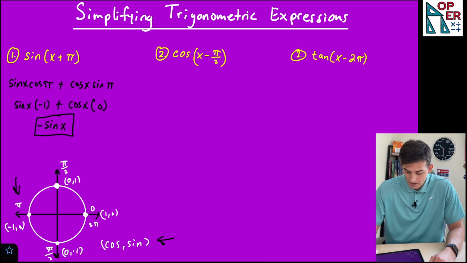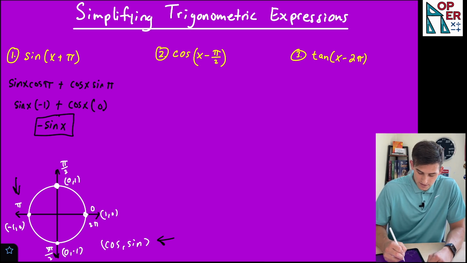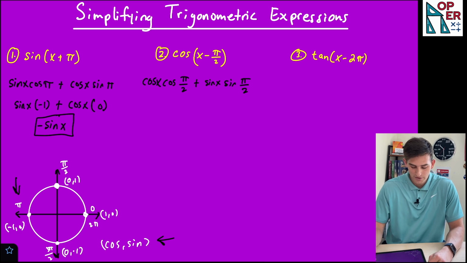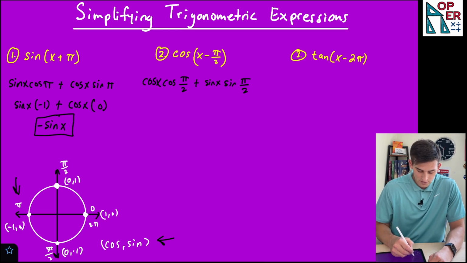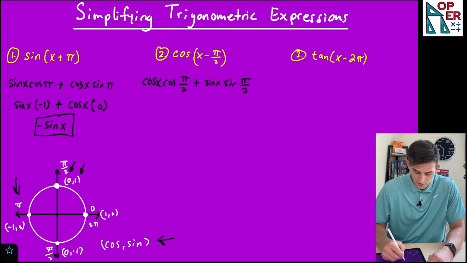Number two, we have cosine of x minus pi over 2. Now we're going to use our cosine difference formula, so it's going to look like this: cosine of x times cosine of pi over 2 plus sine of x times sine of pi over 2. Once again, now we're at pi over 2, and we see that cosine is our x value and sine is our y value. So cosine of pi over 2 would be 0, so this would be cosine of x times 0. And then sine of pi over 2 would be 1. So this just simplifies to sine of x.